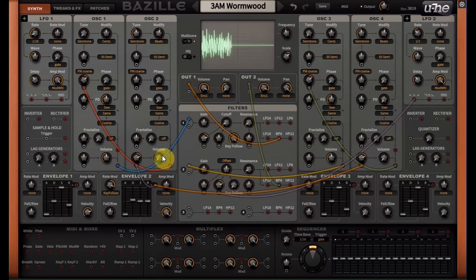The wave generated by oscillator 1 is pulse modulated by oscillator 2. I remove the modulation again. The first audio path reads oscillator 1 to filter 1 to output 1.